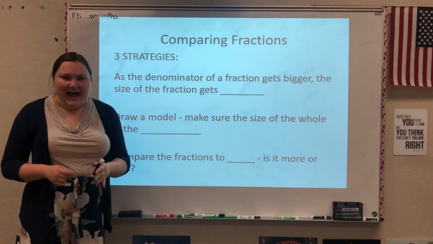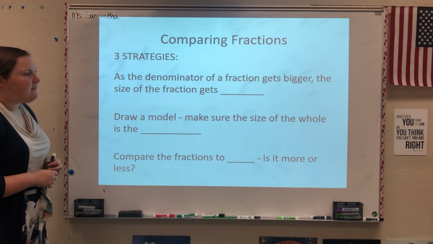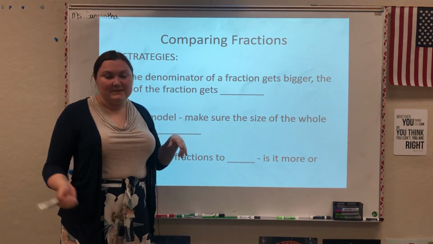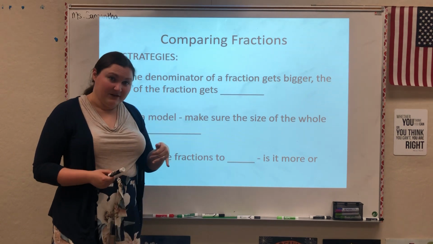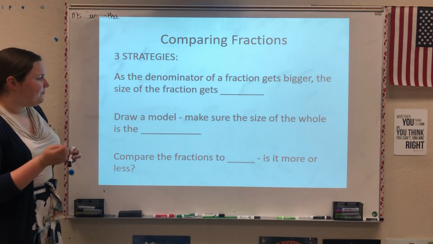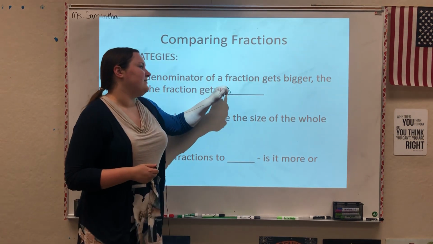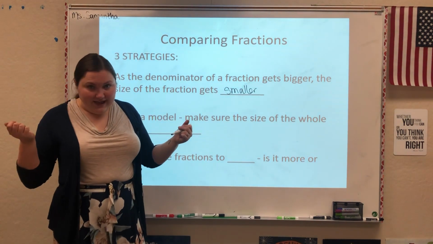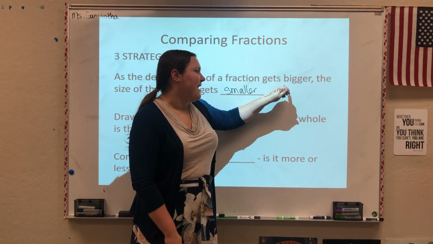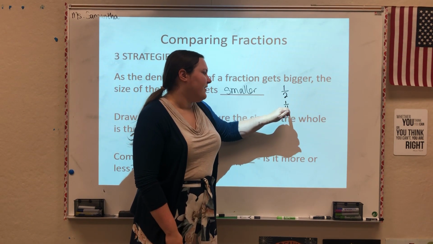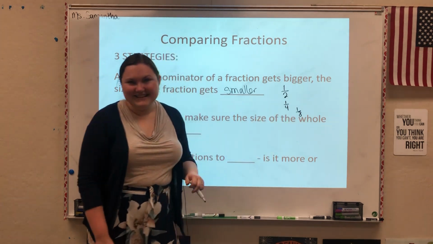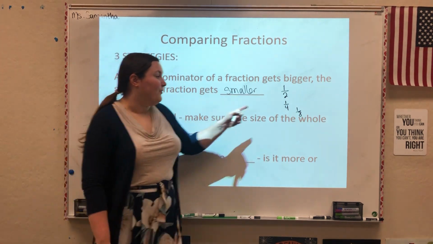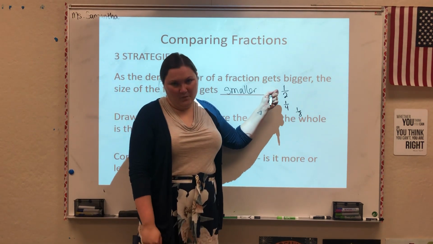Remember when we were talking about cutting up the apple, one of the things that students notice is that the denominator of the fraction gets bigger. The denominator is the bottom number. So the denominator gets bigger, we said the size of the fraction gets smaller. So just by knowing that, those fractions we had written with the apple, 1/2, 1/4, and then 1/8 at the end, that helps me know 1/8 must be smaller than 1/2.